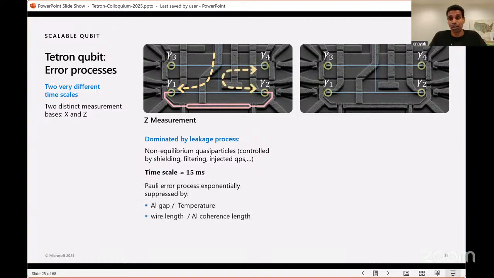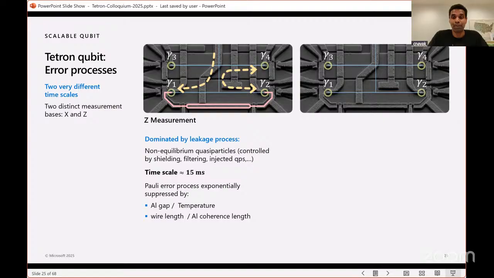On the other hand, there could also be Pauli errors. Those Pauli errors would be, for instance, exchanging a fermion from the top wire to the bottom wire. They're exponentially suppressed by the aluminum gap over the temperature, or the wire length divided by the aluminum coherence length. And that's because the bridge or backbone, the semiconductor, is fully depleted there. It is just aluminum, and that has a short coherence length, a relatively large gap.